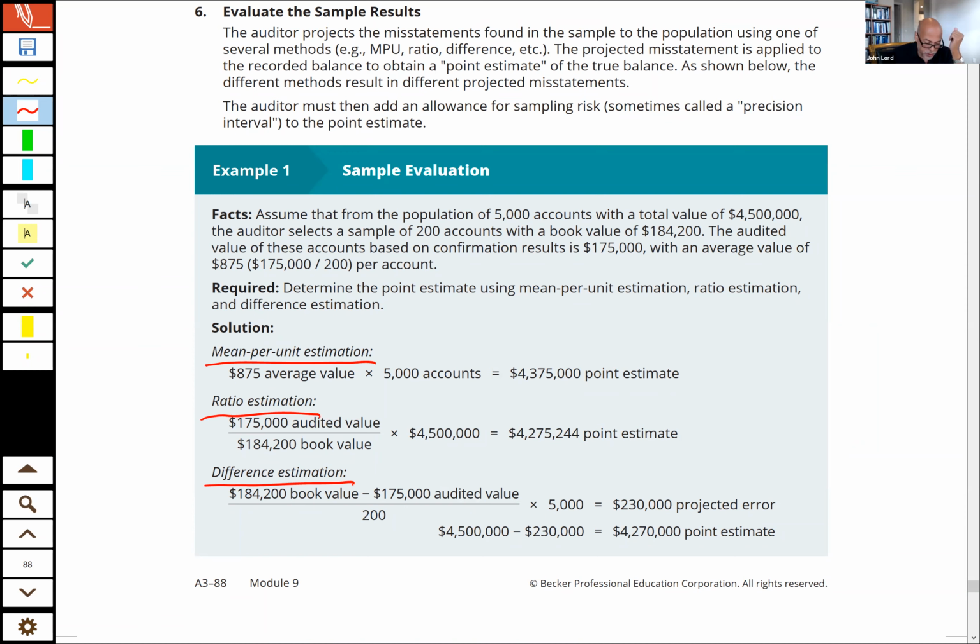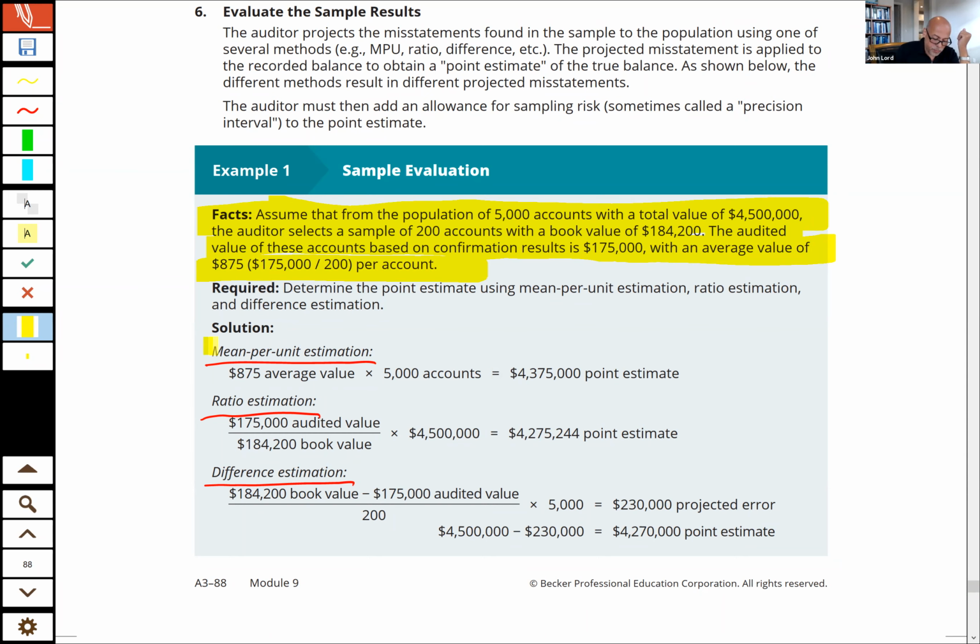Okay, so mean per unit. Okay, and mean per unit, we take what? We take the average sample value. Let's just read this. I think it's worthwhile to help understand. So assume from a population of 5,000 accounts with a total of 4,500,000, that's the book value, the auditor selected a sample of 200 accounts with a total book value of 184,000. We sent out confirmations and the confirmations came back and hey, there were some misstatements. So the confirmation resulted in audit values of 170,000 with an average audited value of 875. That's 175,000 divided by the 200 accounts that we sent out for confirmation.